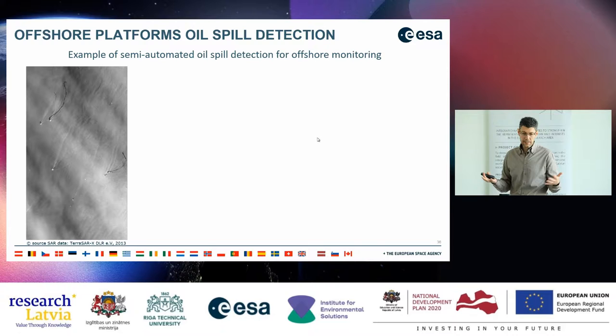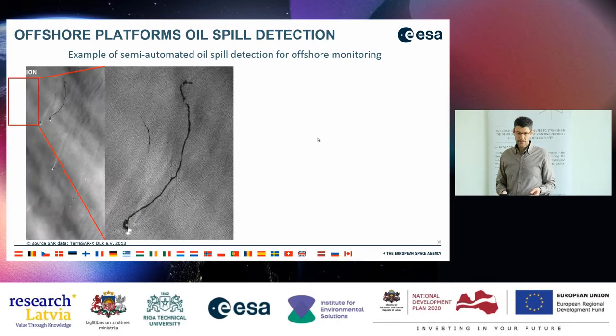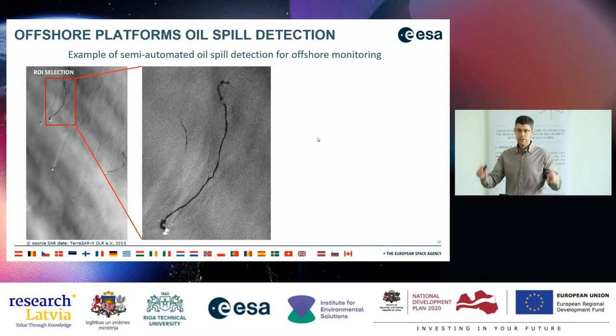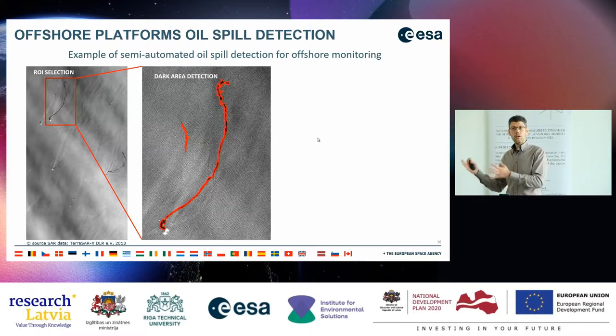Landmass, in this case, is not applied because we are totally on ocean, so there is no land. The first step is, for example, in this case, you select the region of interest. Here is the zoom. And then the second step is the dark area. So you want to detect the dark area, applying a threshold, saying, okay, all the pixels that are below certain values belong to the dark area. So then you have the detections.